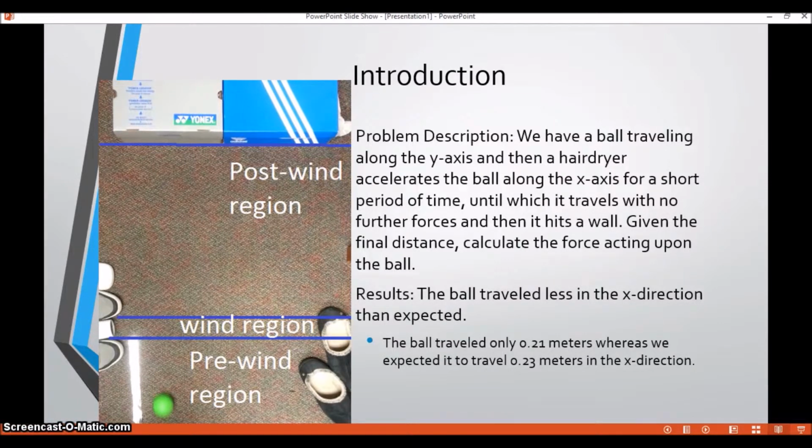The ball then rolls freely on a skewed axis until it hits the blue box over here, and then what we're trying to do is, given the final distance on the blue box relative to its origin, calculate the force acting upon it. And the result was that the ball traveled less in the x direction than expected, in that it only traveled 0.21 meters, whereas it expected to travel 0.23 meters in the x direction.